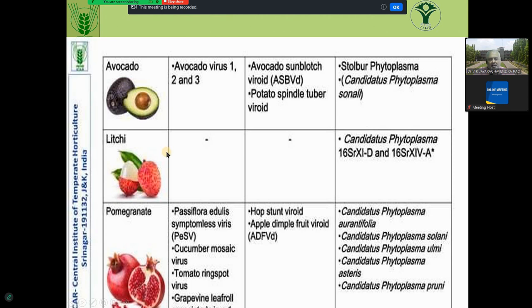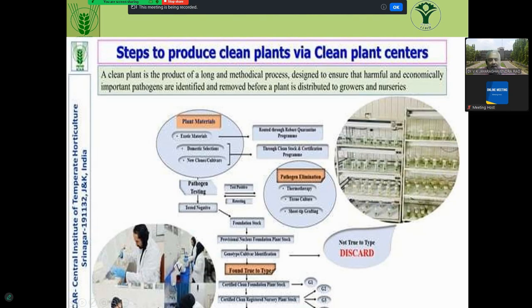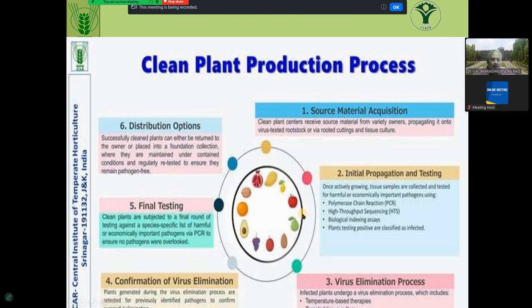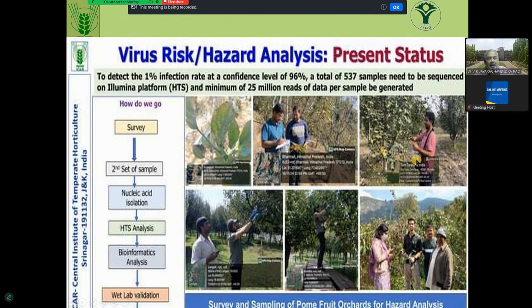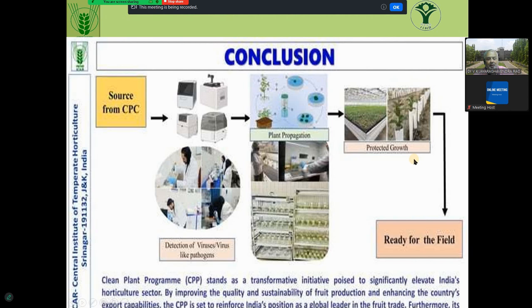Obviously, lychee also has different strains of viruses, avocado virus, pomegranate. So all those things are going to be there. So I'll very quickly tell you, take a clean plant, okay, test all its features, and then you put it in the lab, you incubate it, and then which are the ones to be discarded, which are the rootstock to be used. So it should be done. What are our distribution options, final testing, how to eliminate the virus, from where you get the source material. All these things matter a lot. So I've already told you this is how we control.